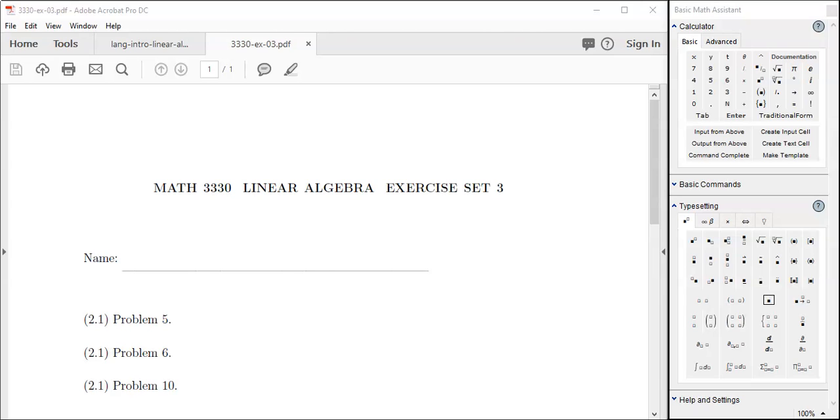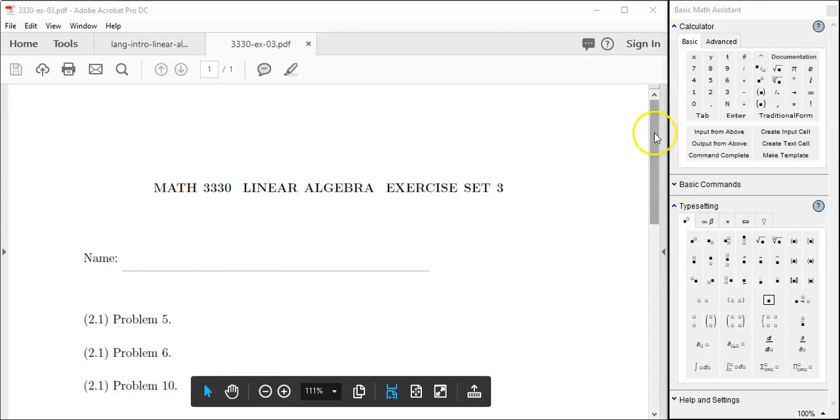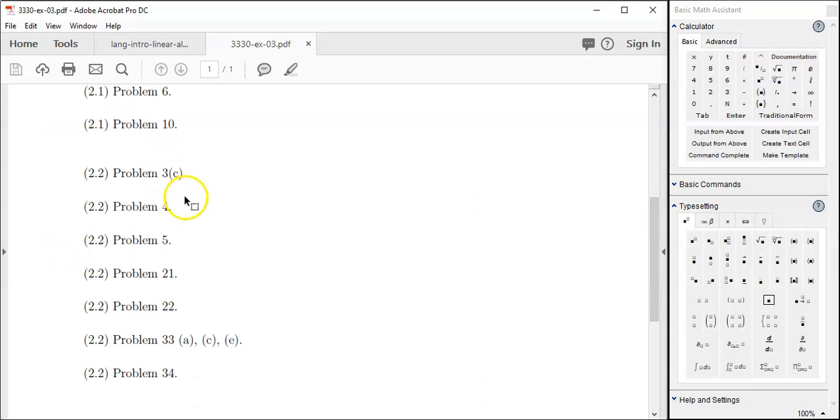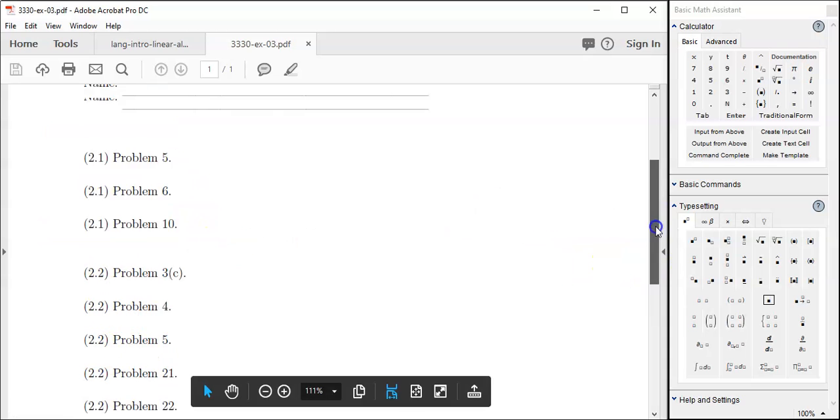In the previous exercise set, exercise set number 2, there wasn't much to discuss because all the problems there were straightforward. I'm not saying they were easy, they were actually difficult, but the problems themselves were straightforward: a statement and then prove it, and the proof was through algebraic manipulation. That was it. Here in exercise set 3, there are some problems that require some clarification, and let's talk about those kind of problems. We have these 3 problems in 2.1, and then the others are coming from 2.2.